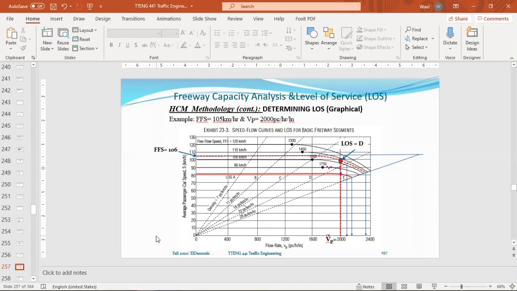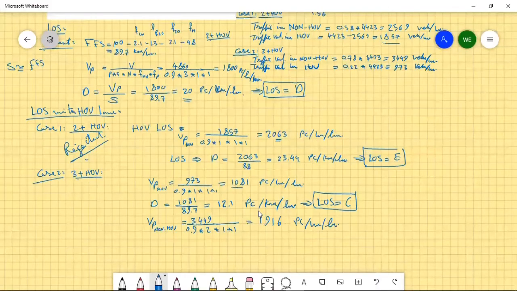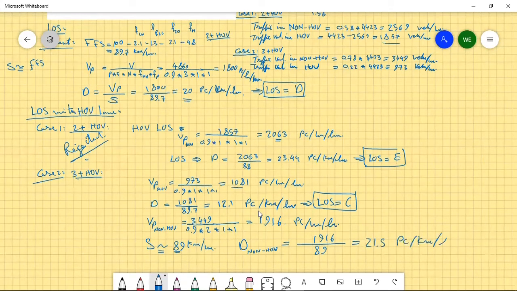And we are still near the linear part of the curve. So here we can say that S equals almost 89, we're going to remove the 0.7 kilometers per hour. You can substitute in the equation and get the actual value, but it's going to be in that range. So the new density for non-HOV equals the new volume, 1916 divided by 89. So it's 21.5 passenger car per kilometer per lane, which is level of service D.